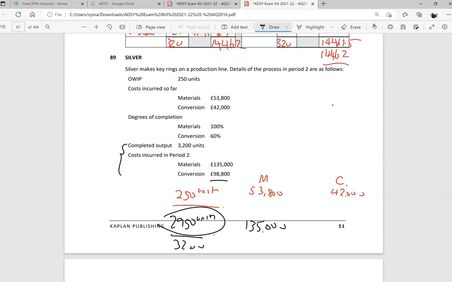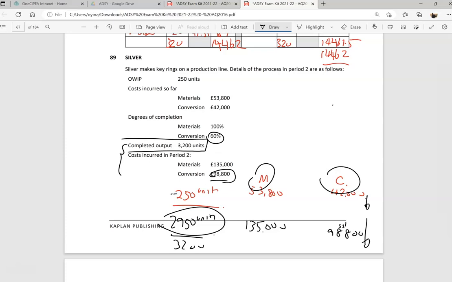But this 98,800 in this cost, you would have spent bringing the partially finished goods, the 250 units, to completion first, and then finishing making the 2,950. The question is telling you that you have clearly completed output of 3,200 for both materials and labor. So your total cost for materials will be, because they're asking you to use the AFCO method, which is pretty much mixing them up together, adding all this together and adding all this together.